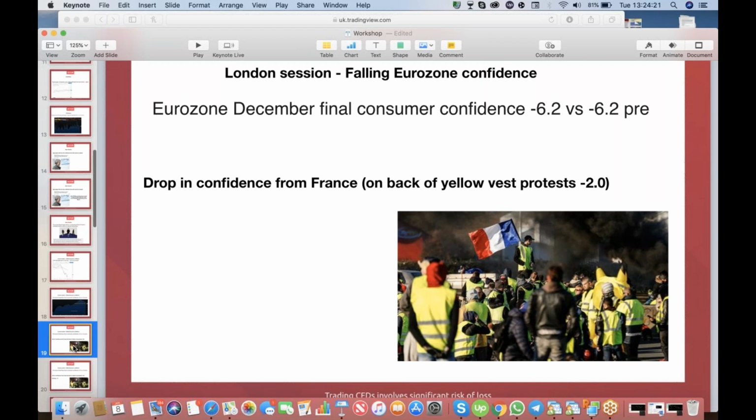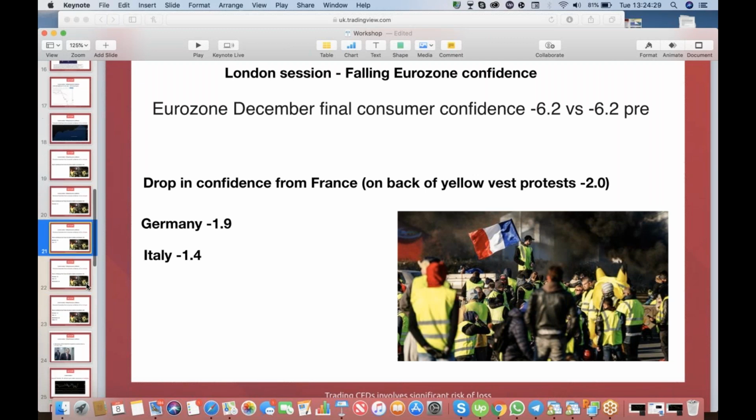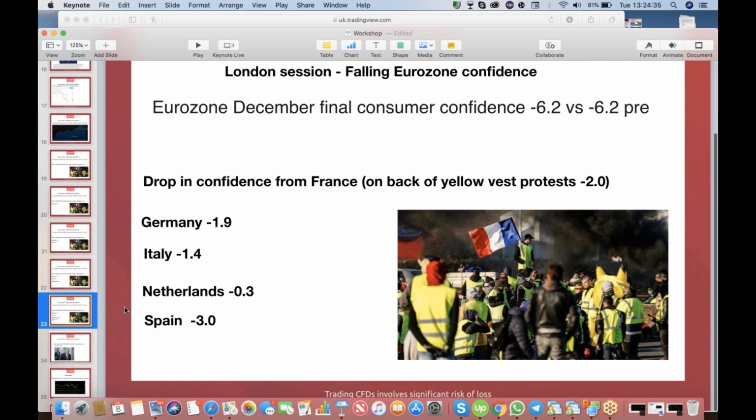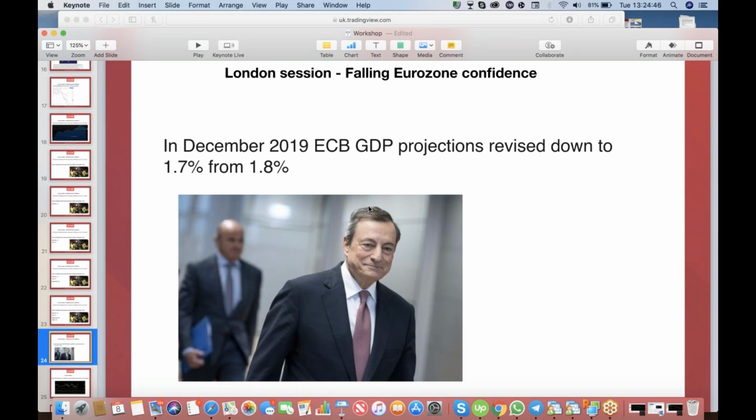But it wasn't just France that had the drag on the consumer confidence. Germany was down 1.9, Italy was down a further 1.4, and the Netherlands and Spain were down 0.3 and 3. So when you put that together, what you see is that in December, Mario Draghi made some GDP projections, and he revised them down just a few weeks ago to 1.7% from 1.8%.